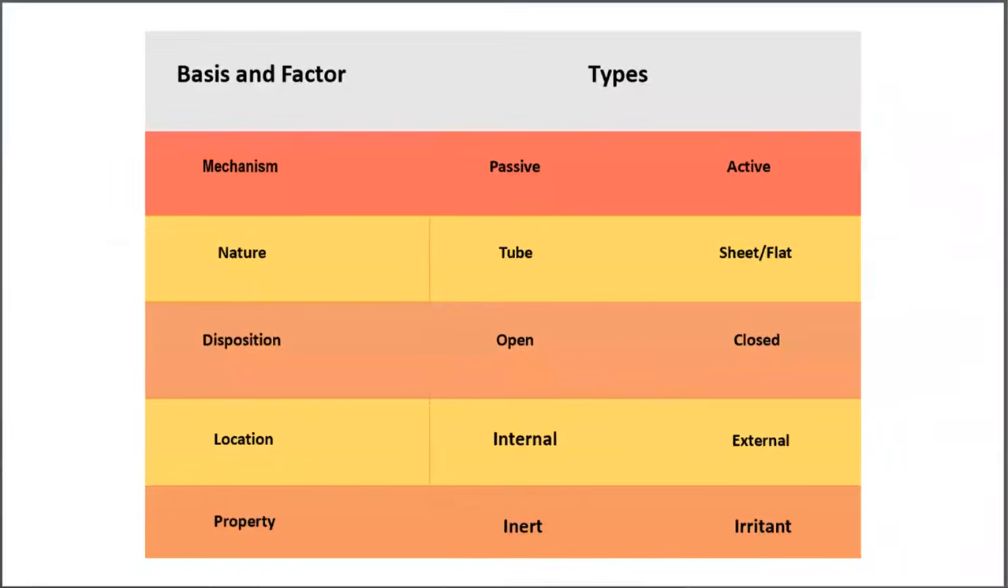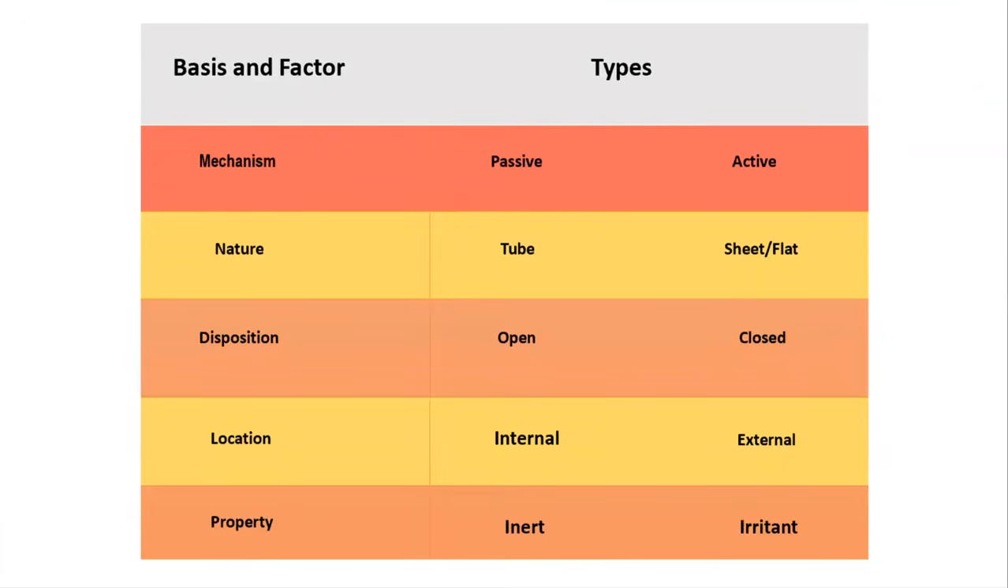Types of different drains. We have a very nice table demonstrating different types of classifications of a drain. According to the mechanism, we have passive versus active. According to the nature, it is just a tube or a flat sheet, and might be open versus closed, might be internally located or externally located, and the property of the substance might be inert or irritant.